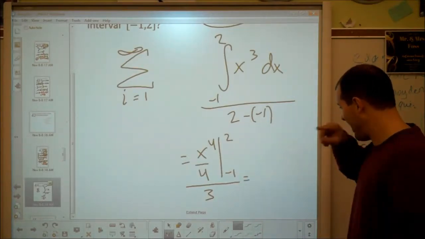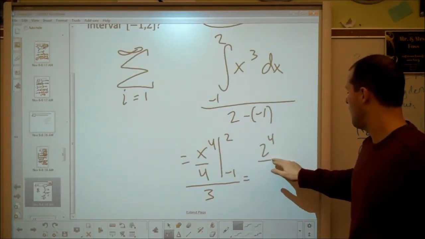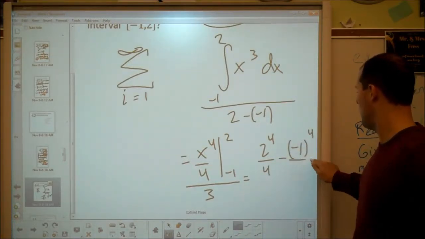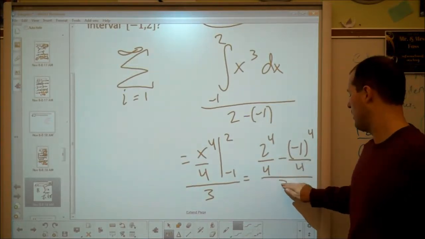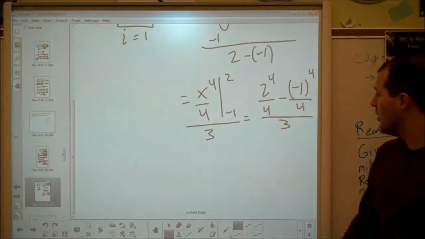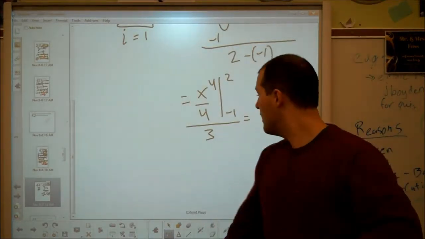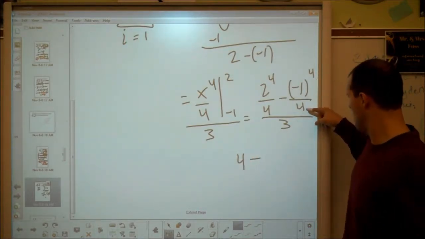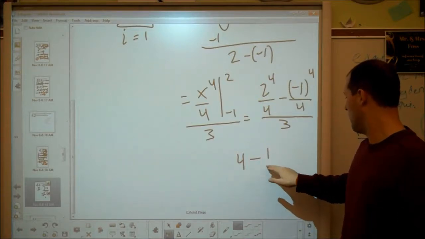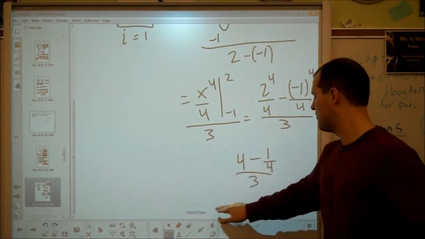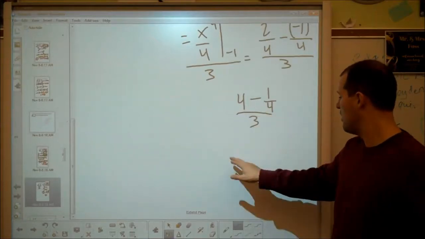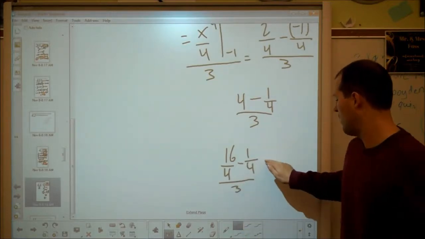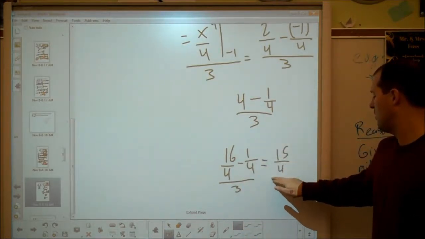Okay, so let's do it. So I get 2 to the 4th over 4 minus -1 to the 4th over 4, whole thing over 3. Okay, 2 to the 4th, that's 2, 4, 8, 16. 16 divided by 4 is 4. Minus 1 to the 4th is 1. 1 divided by 4 is 1/4, whole thing over 3. Let's get a common denominator. That would be 16/4 minus 1/4 over 3, better known as 15/4 over 3.